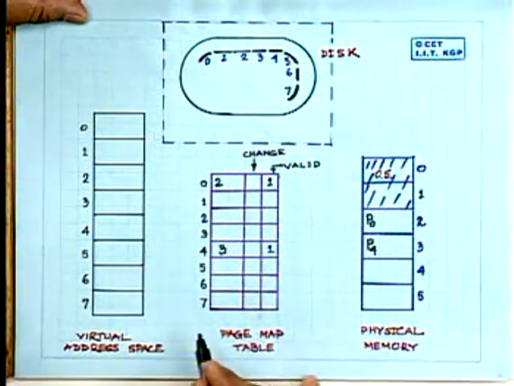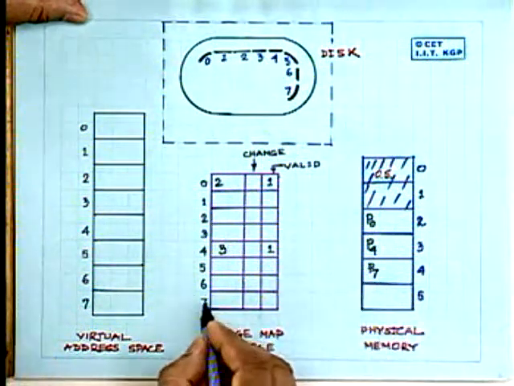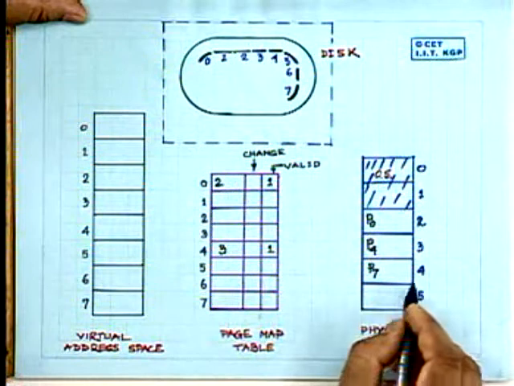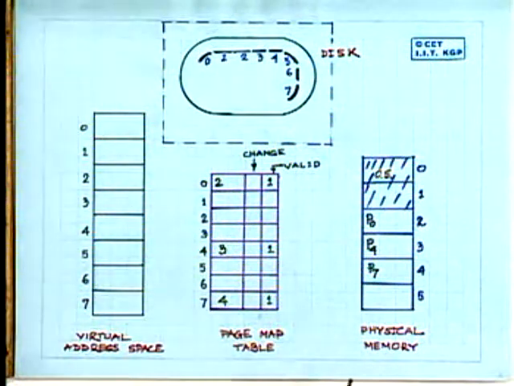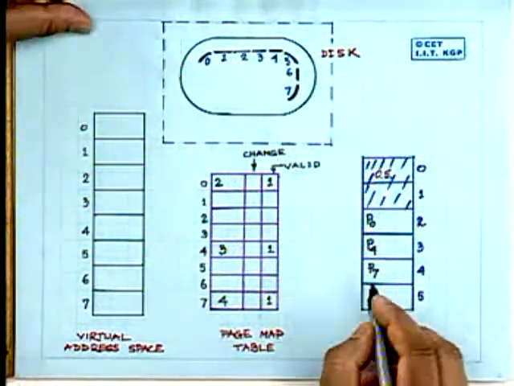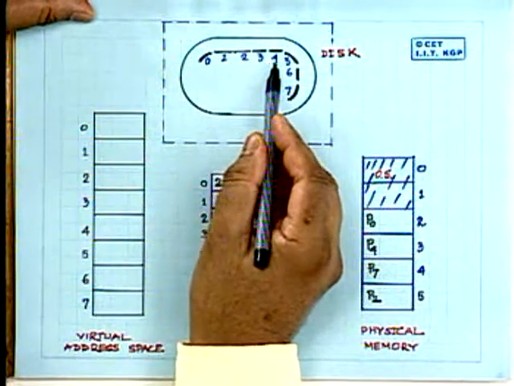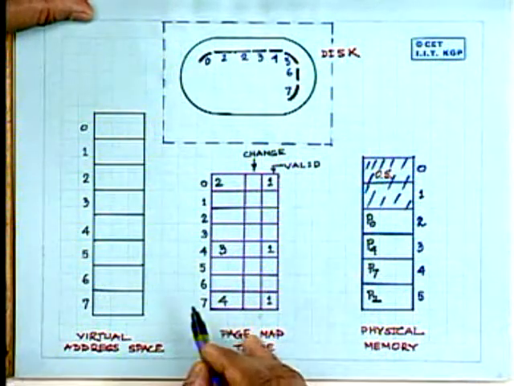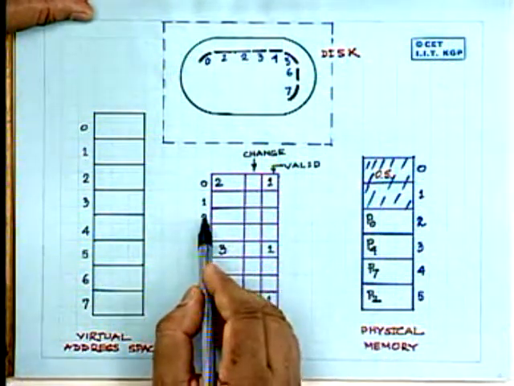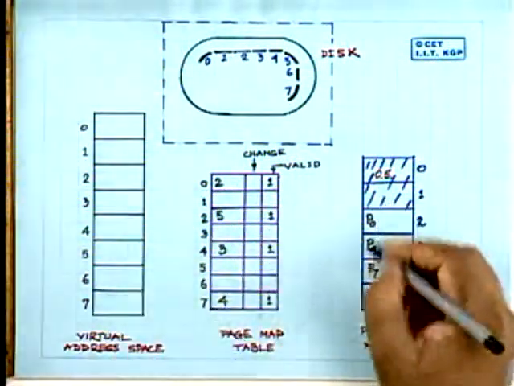Now, say page 7 is needed. Say page 7 is loaded here. Therefore, at the 7th page we enter the frame number 4 and make the valid bit 1 once more. After some time, say page 2 is needed. Therefore, we load page 2 here. When we say load, we take it from this disk storage and load it over to the corresponding frame, and that page 2's frame number turns out to be 5 and the valid bit is 1. It goes on continuing.